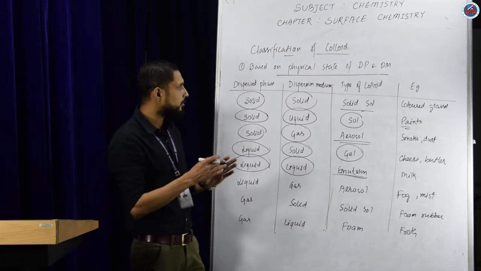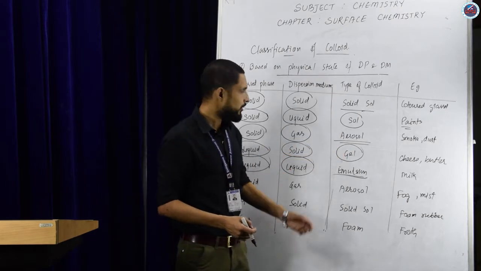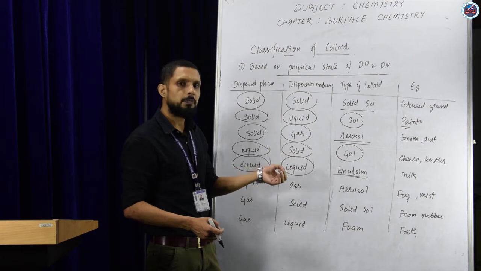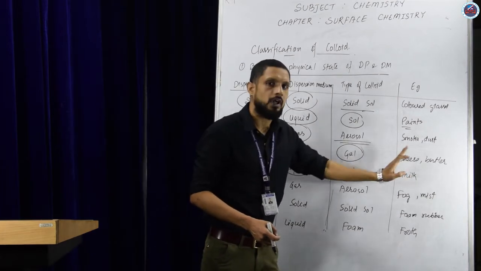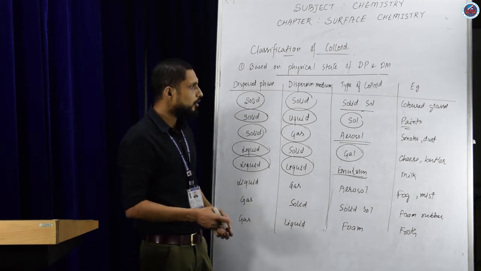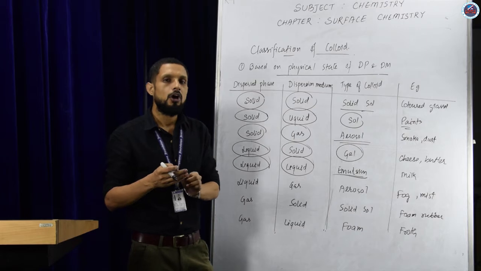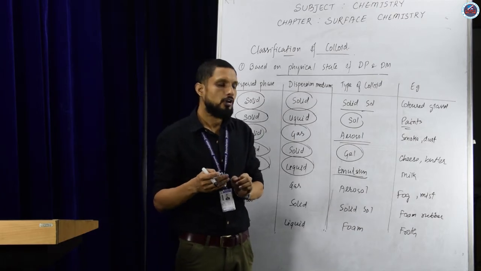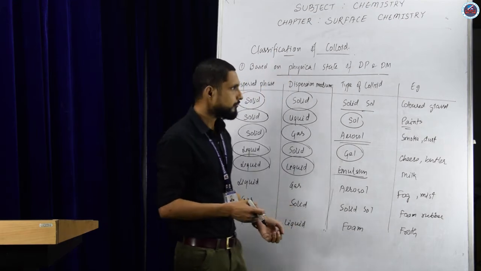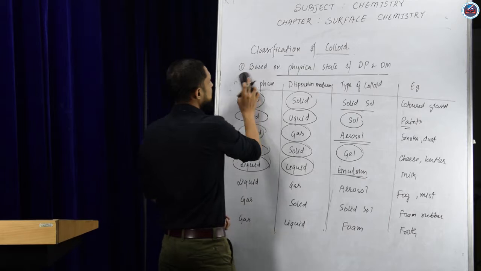So this is an important table. From here you'll be asked questions like, what is the dispersed phase and dispersion medium in gel? The dispersed phase is liquid, dispersion medium solid. Or what is the dispersed phase and dispersion medium of milk? Liquid dispersed phase, liquid dispersion medium. So you'll be asked the dispersed phase and dispersion medium of different types of colloids, or maybe from the example, like what is the dispersed phase and dispersion medium of dust? So this topic is important. Let us see the next classification.